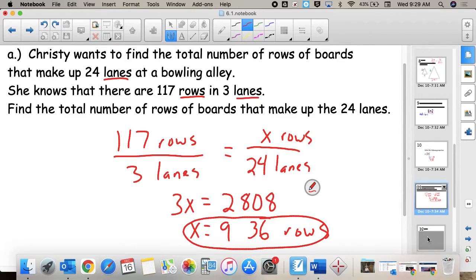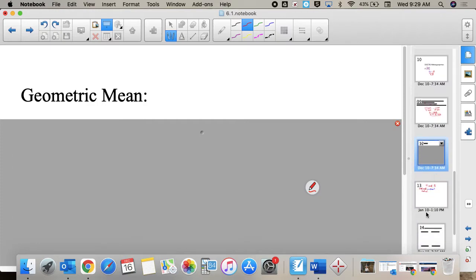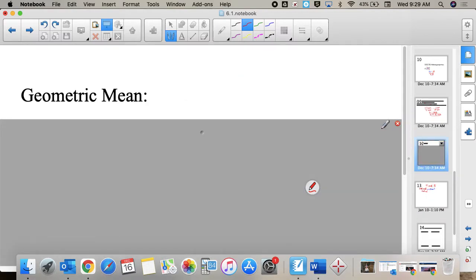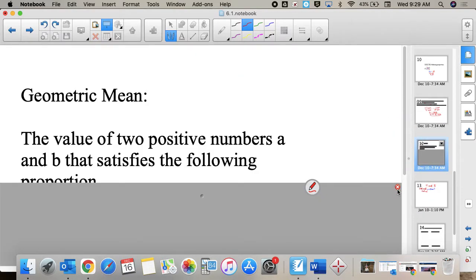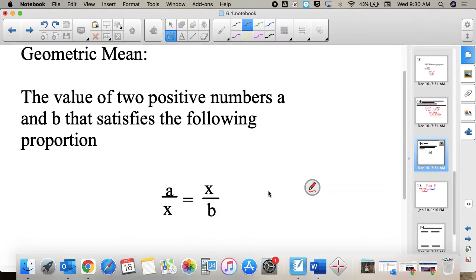Last thing in 6.1 then is what's known as taking the geometric mean of two numbers. It's the value of two positive numbers, a and b, that satisfy our following proportion. So if I wanted to do the geometric mean, for example, of 4 and 5, what that means is I am going to have 4 over x and x over 5. And then we will cross multiply.